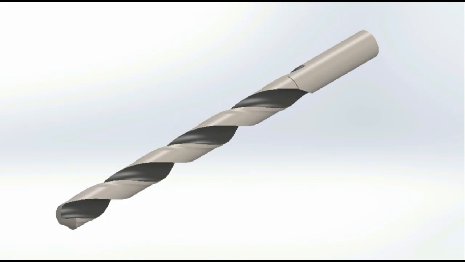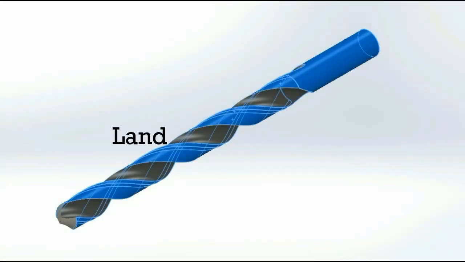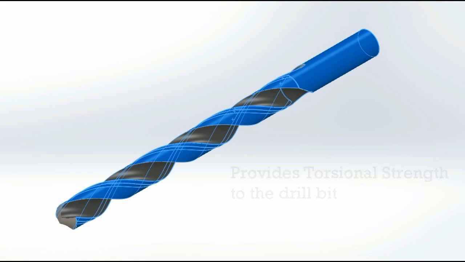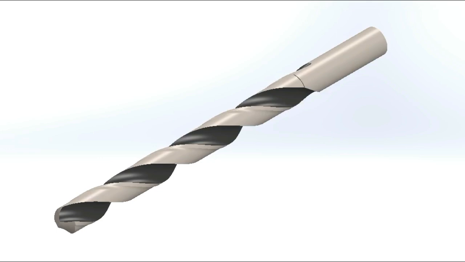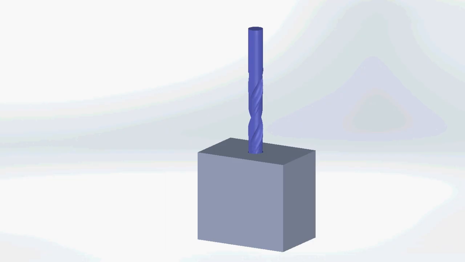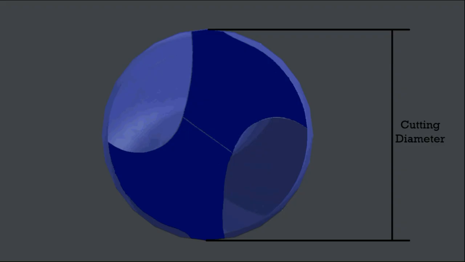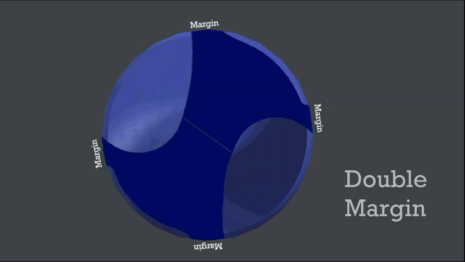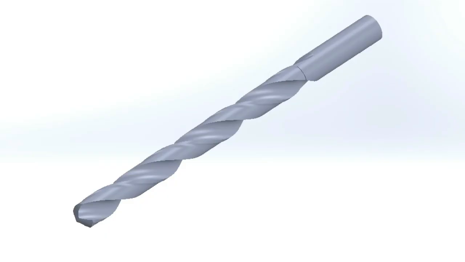The part of the body between the flutes is the land. This is the part that provides torsional strength to the drill bit. There is a small raised section here called margin. This prevents jamming and rubbing of the drill and provides the actual cutting diameter. There is generally a single margin, but there could be double or triple margins for very high precision and specialized works.